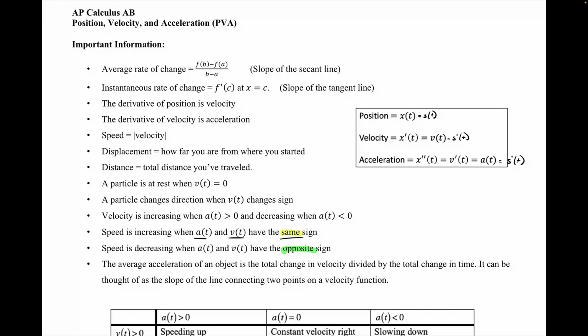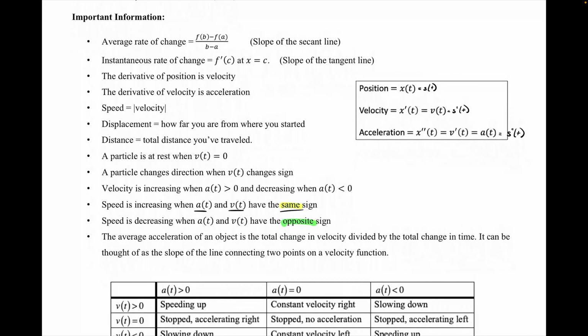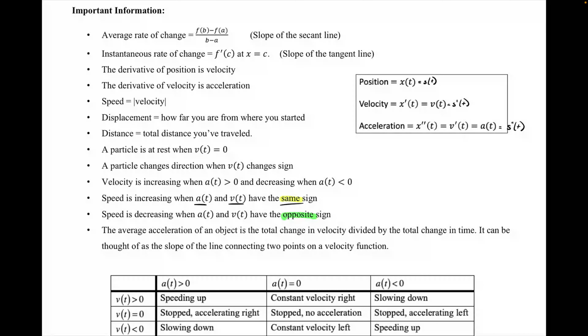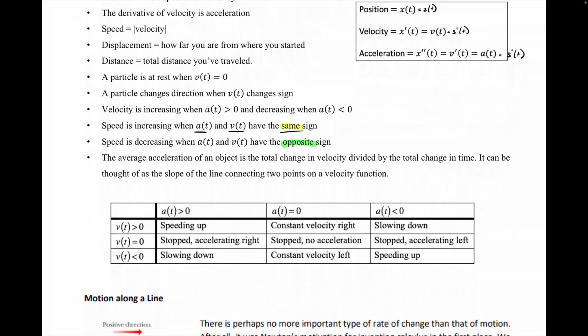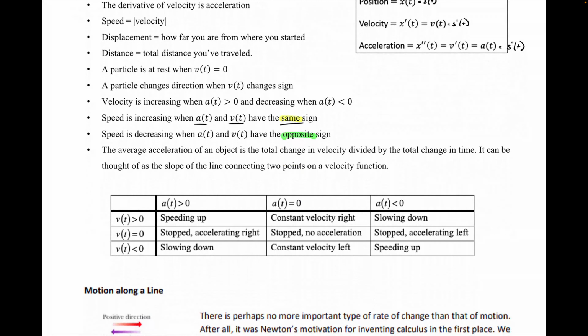So this first page was the important. Really, this is the most important stuff because these are the types of questions they're going to ask you. They're going to ask you about speed, velocity, acceleration, position, when a particle's at rest, when it changes direction, when is velocity increasing, when is speed increasing, when is speed decreasing, all that stuff. This is exactly the questions they're going to ask you.